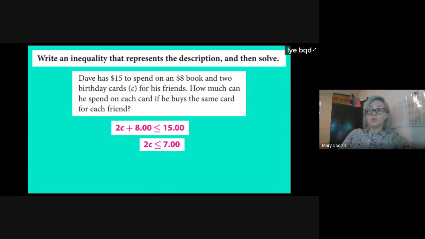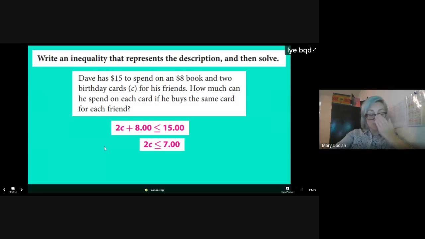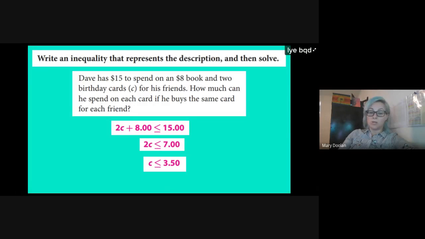And then 2 and C are being multiplied. So the inverse operation of multiplication is division. We're going to divide both sides by 2. And it's being divided by positive 2, so I don't have to switch my sign around. It's going to be consistently the same all the way through. And C is going to be less than or equal to $3.50. So he can spend $3.50 on a card, or he can spend an amount that is less than that, like $3.20 on a card.